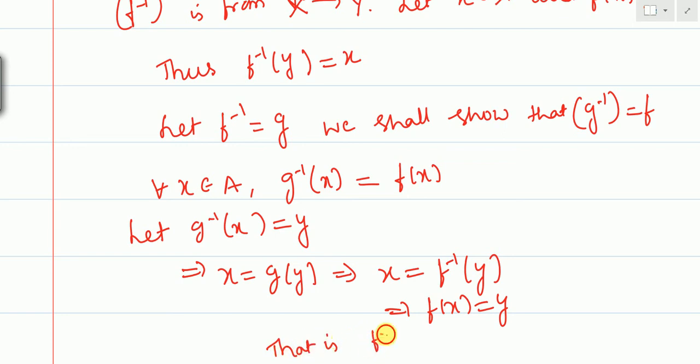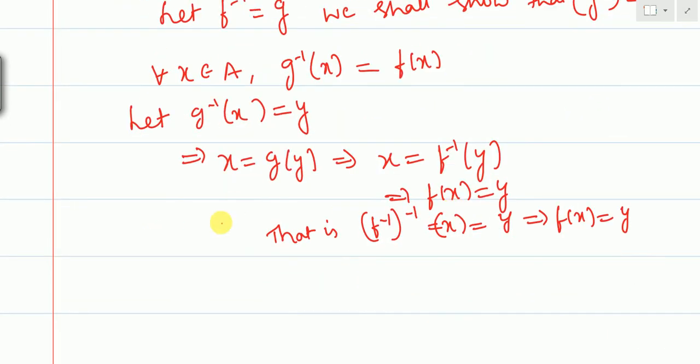F inverse whole inverse of x is equal to y. That implies that f of x is equal to y. This is what was required actually. So I can write F inverse whole inverse is equal to F. That is, the inverse of F inverse is equal to F. That is the proof of this statement.